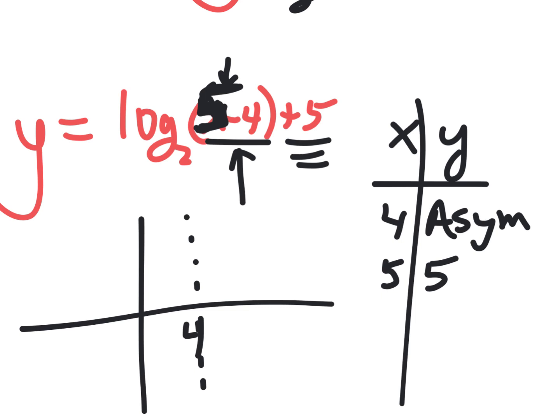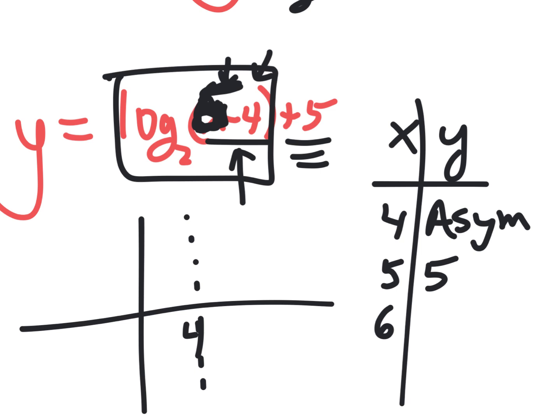Did anybody else use 5 comma 5? There was lots of options. Okay. Brooke, you got a number yet? 6. We'll try it. So 6 goes in. What's 6 minus 4? What's log base 2 of 2? 1. Now finish it. 1 plus 5 is 6, correct. There we go, 6 comma 6. That's another point. Do we have enough points yet? No. You need the asymptote and 3 points. Okay, so we got to find one more thing to put in.